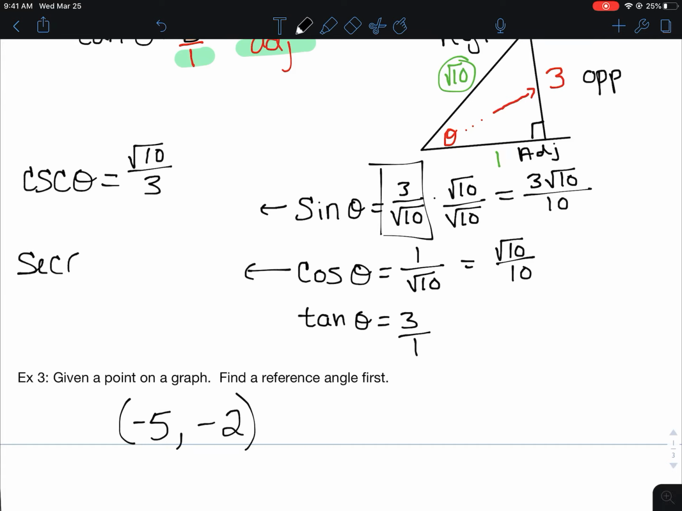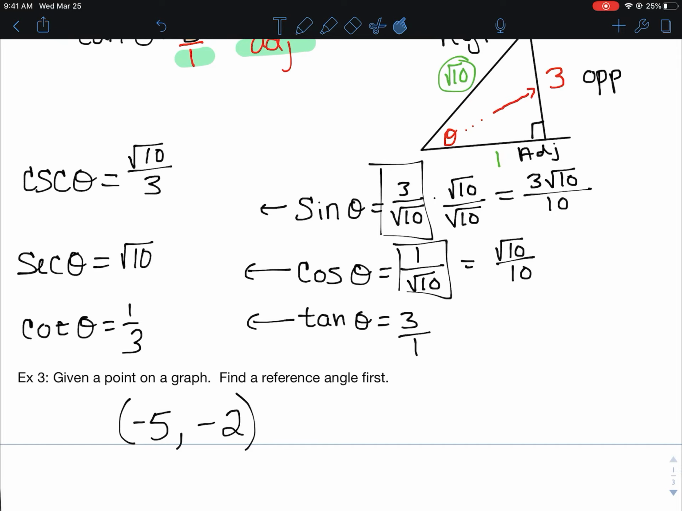Cosine gives me secant. And again, I'm going to take the reciprocal of the original. So square root of 10 over 1, which is just square root of 10. And then cotangent comes from tangent. The reciprocal of 3 over 1 is 1/3. And there are your 6 trig values.